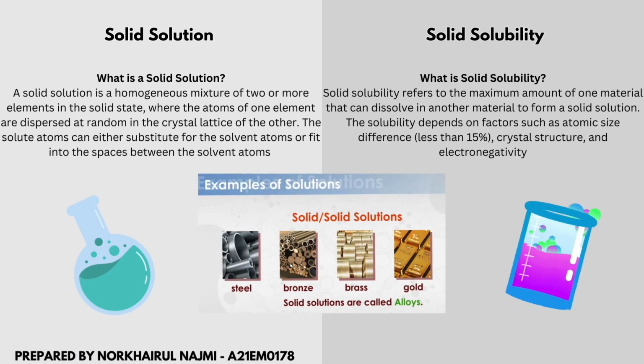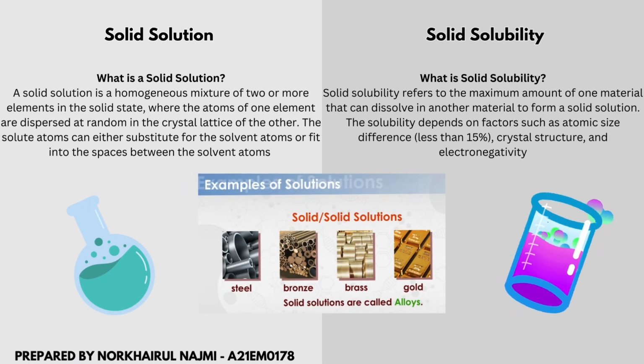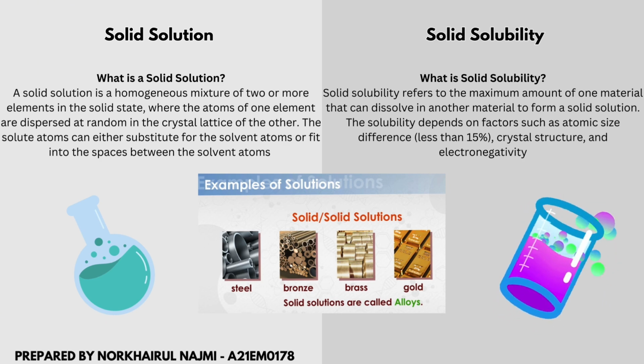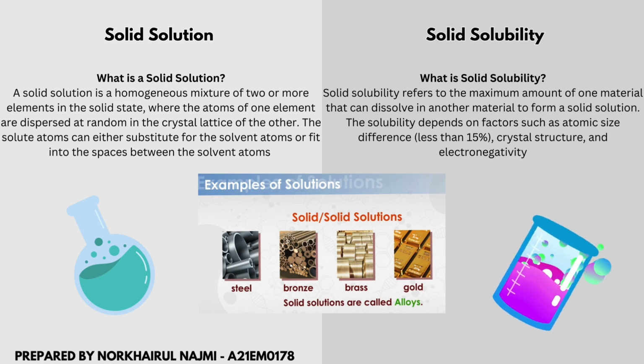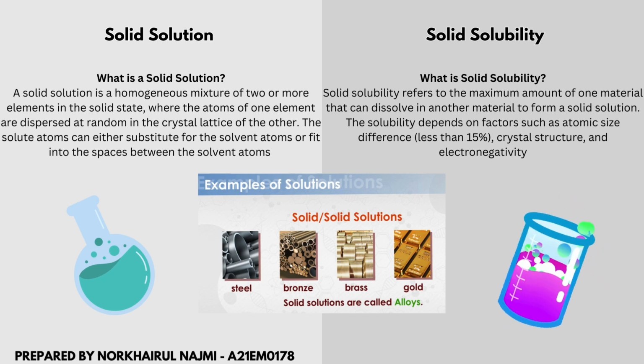What is a solid solution? A solid solution is a homogeneous mixture of two or more elements in a solid state, where the atoms of one element are dispersed at random in the crystal lattice of the other. The solute atom can either substitute for the solvent atom or fit into the space between the solvent atoms.